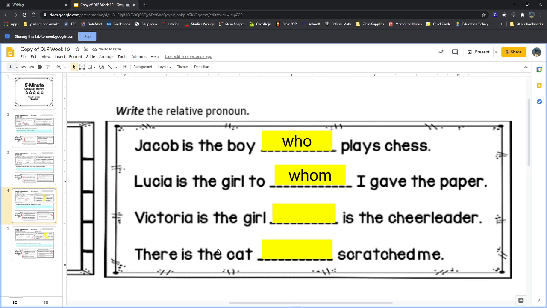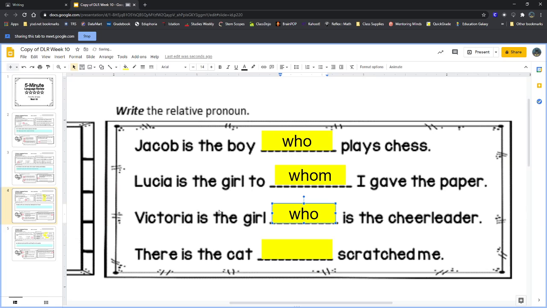Victoria is the girl, blank is the cheerleader. Christopher, what do you say? What word goes in the blank? Who. Victoria is the girl who is the cheerleader. Because if someone asked you who's the cheerleader, you would say she is.